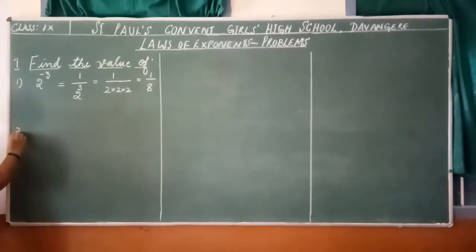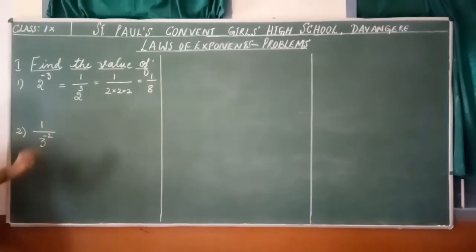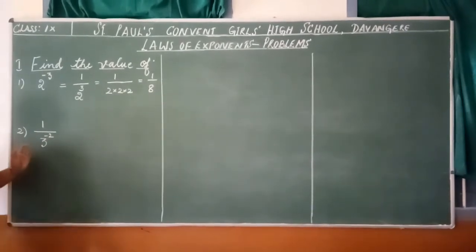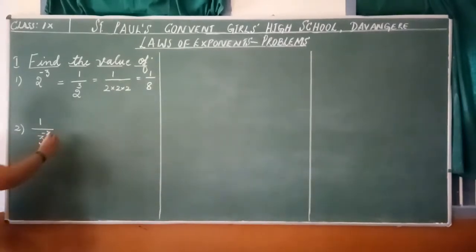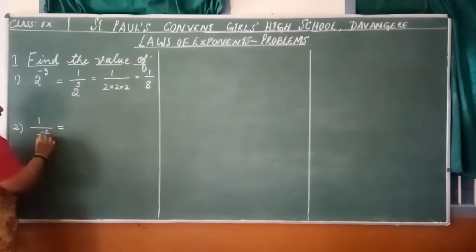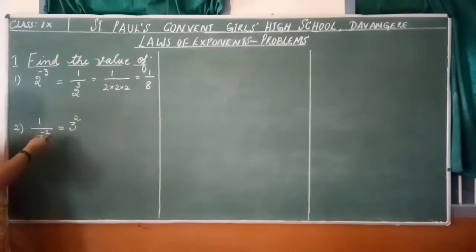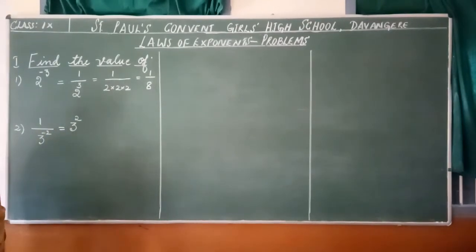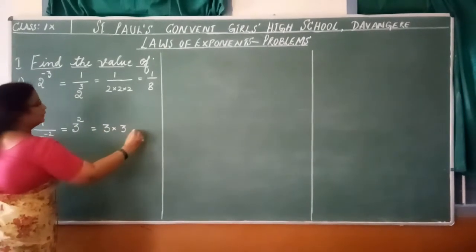One more I'll show. 1 by 3 to the power of minus 3. I have to find the value of this exponent. This is in the negative index. We'll rewrite it as a positive index. So it is in the denominator, bring it to the numerator, minus 3 will get changed to the positive index. So 3 into 3 into 3 is equal to 27.